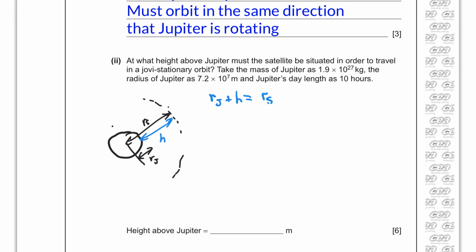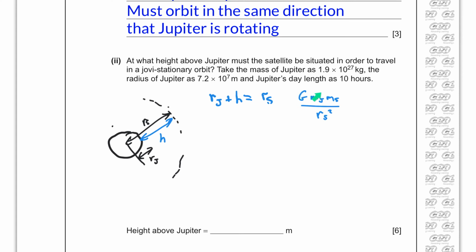So it's just worth mentioning that the radius of Jupiter plus the height to the satellite gives you the radius to the satellite. So again, we've got a circular motion here. We've got the gravitational force providing a circular motion. So we put those equal to each other.